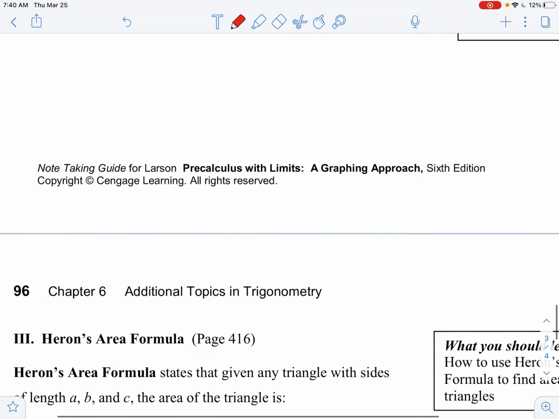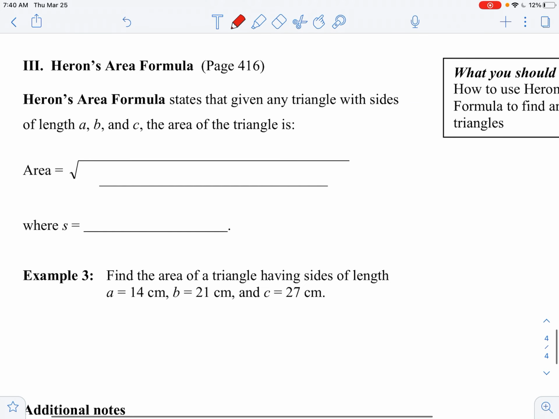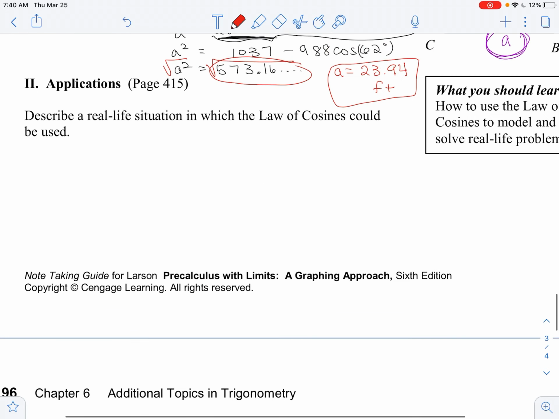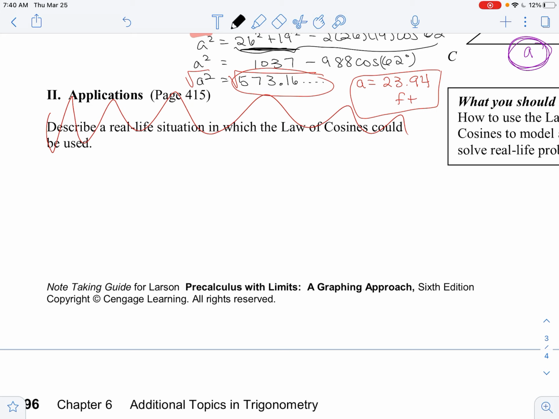Okay? And then for this last page, I don't know why it didn't come up in your note-taking guide. So we're just going to go ahead and write it in right here, instead of applications. So Heron's formula is what you can use to find the area of a triangle if we're not given the information that we were given before when we used the area formula from our last section.